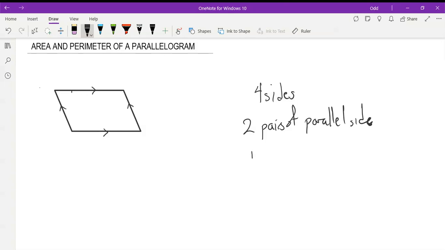So you can say the opposite sides of a parallelogram are parallel to each other. Okay, so the opposite sides of a parallelogram are parallel to each other and equal actually.